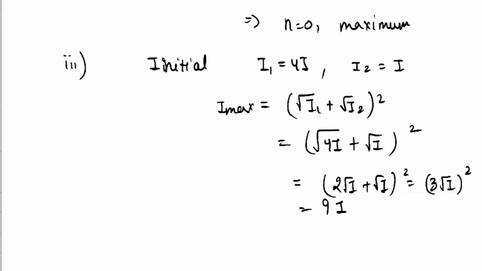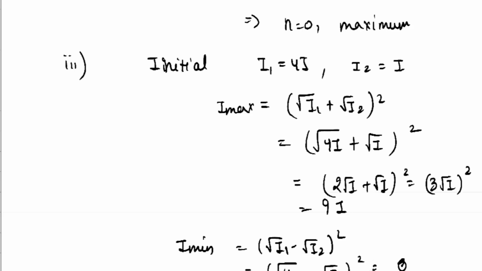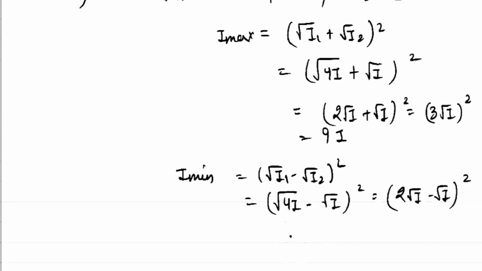So this is the maximum intensity in the initial case, and the minimum intensity I min is given by, again, under root of I1 minus under root of I2 whole square. So under root of I1 is again 2 under root I minus under root I, square. So if we solve it, then we have I. So minimum intensity is I.